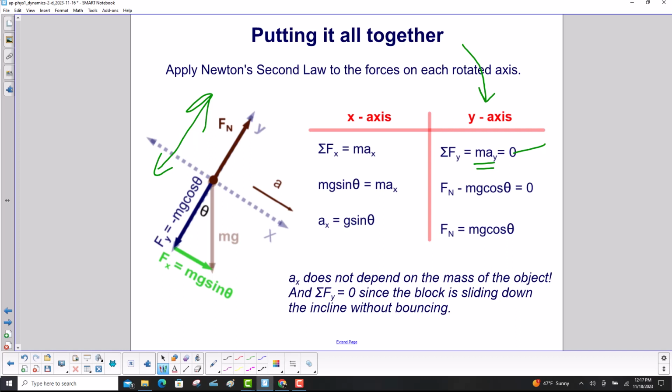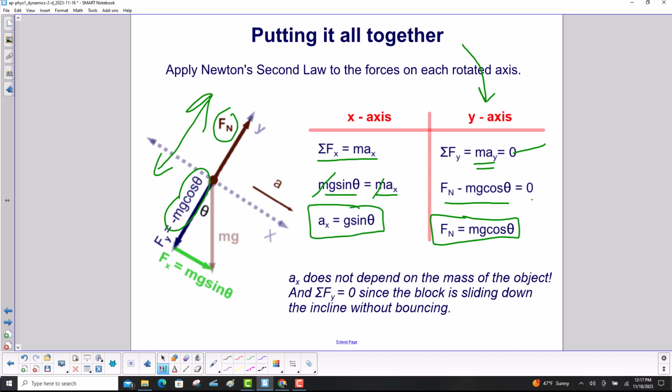Substitute in our forces. We have the normal force minus mg cosine theta is equal to 0. So the normal force is mg cosine theta. In the x direction, we have the sum of the forces is m a sub x. So mg sine theta equals m a sub x, masses go out, and a sub x is g sine theta. A sub x does not depend on the mass of the object. And once again, just emphasizing this, the sum of the forces in the y direction is 0 since the block is sliding down the incline without bouncing.